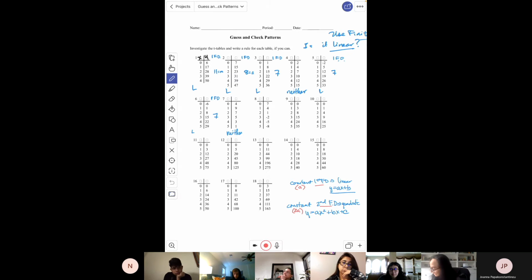Linear. It's linear. And what is the first finite difference? -3. Number 9, is it linear, quadratic, or neither? Quadratic. Number 9 is quadratic. And what is the second finite difference?